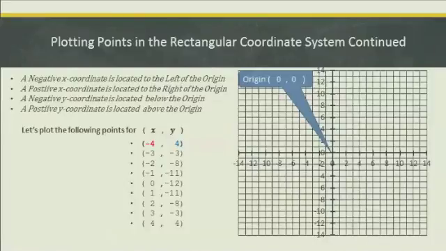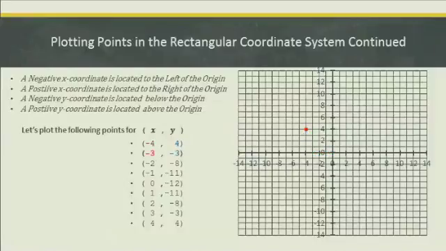So starting at our origin, the first thing we have to do is go to the left 4 spaces. So that's 1, 2, 3, 4. And now we have to go up because the y is positive, 4 spaces. 1, 2, 3, 4. And this is where we place our point. Alright, so let's move to the second one.